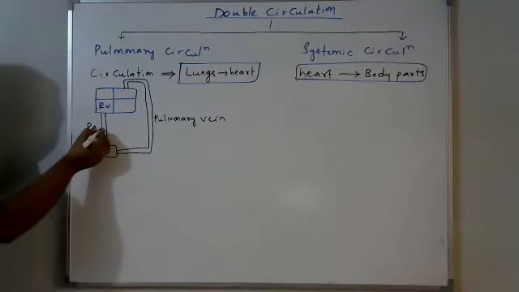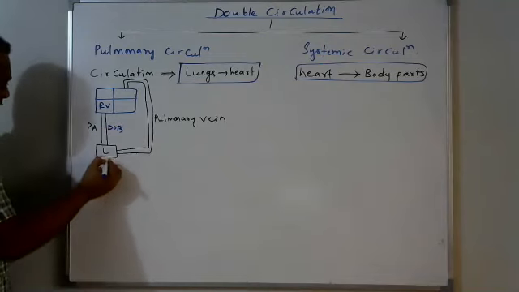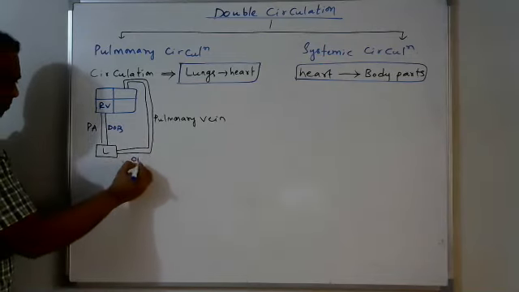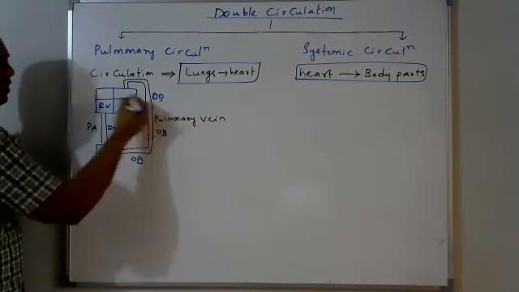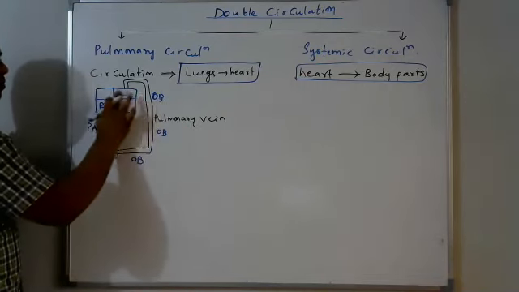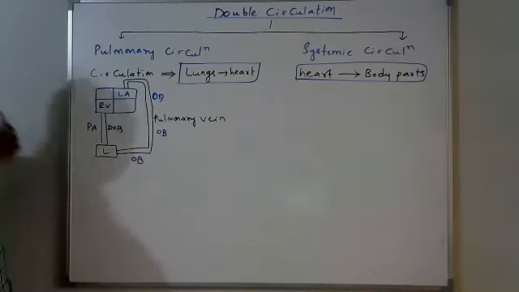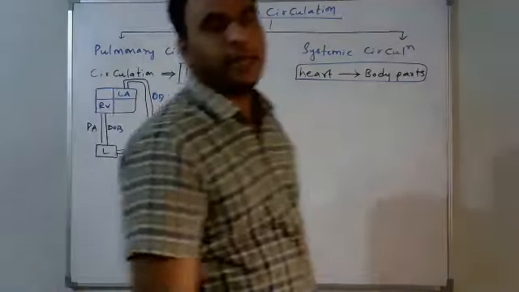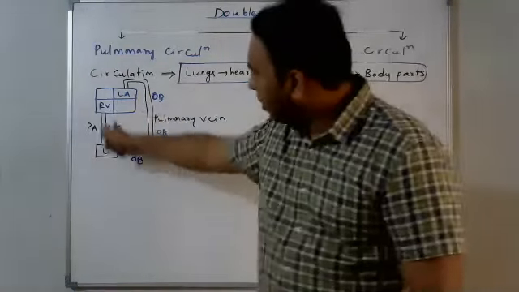Pulmonary vein. This is pulmonary artery, right? Deoxygenated blood is carried to the lungs, and from the lungs, the oxygenated blood is pumped on to the left aorta. So this circulation is nothing but pulmonary circulation. That is pulmonary circulation only.